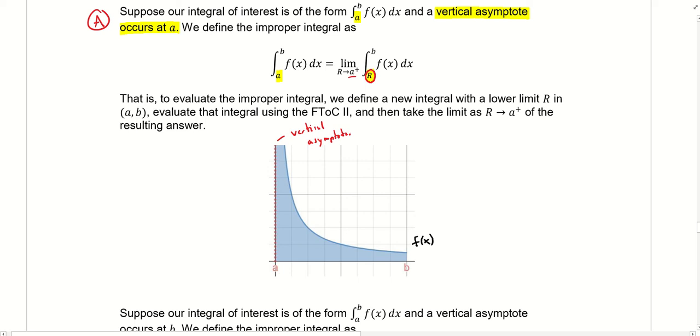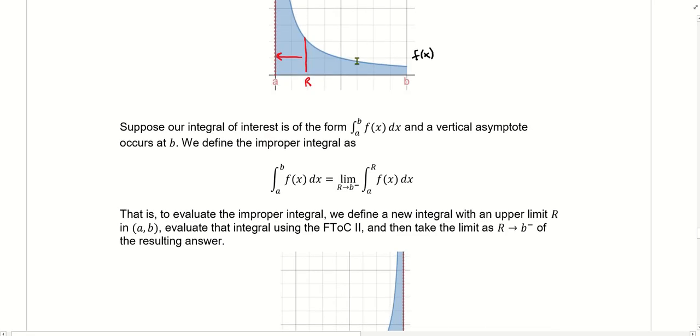So what we do is we pick a value of r somewhere between a and b. Let's say it's here. We take the integral, we find the integral from r to b, and then we let r approach a from the right, because we want r to be somewhere within that original region from a to b.